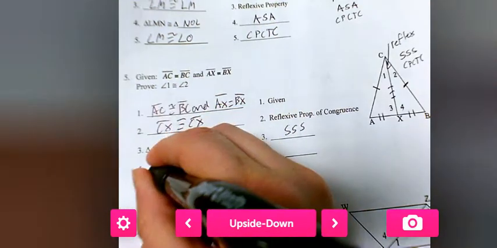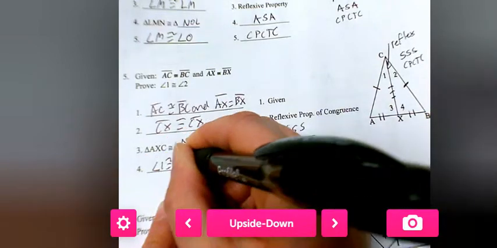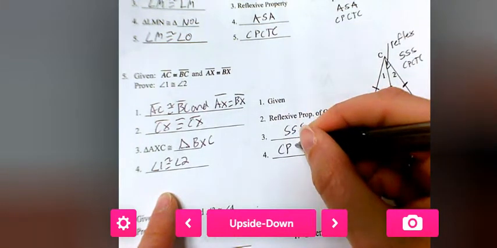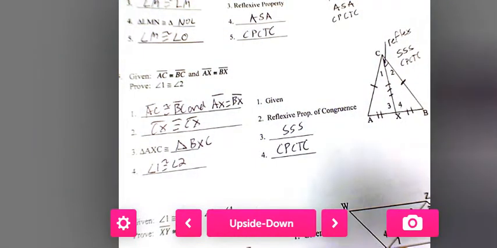And then finally, angle 1 is congruent to angle 2. And what is the reason angle 1 is congruent to angle 2? CPCTC. Okay, last one. I want you to do it all on your own.